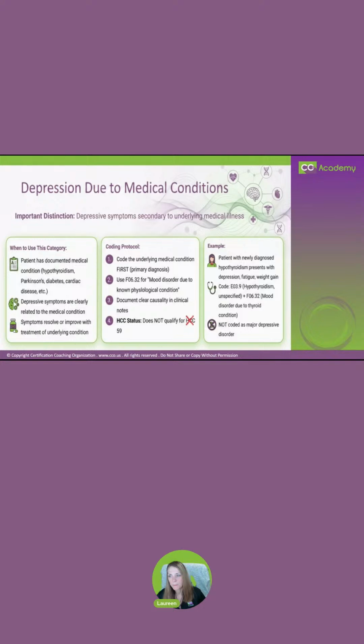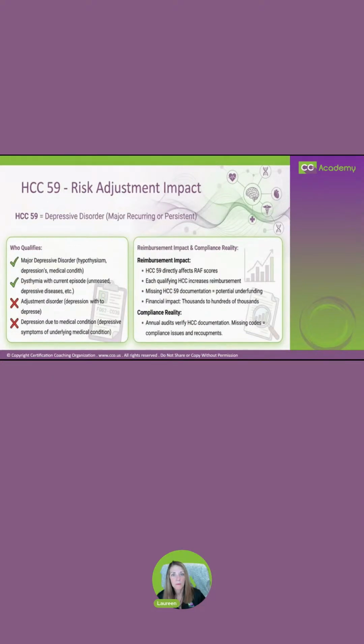So I'll give you a little example here on the slide. A patient with newly diagnosed hypothyroidism presents with depression, fatigue, weight gain. You're going to put in code E03.9 for the hypothyroidism. Then you're going to code the F06.32 for the mood disorder due to the thyroid condition. So you wouldn't code that as a major depressive disorder, right? So hope that makes sense.